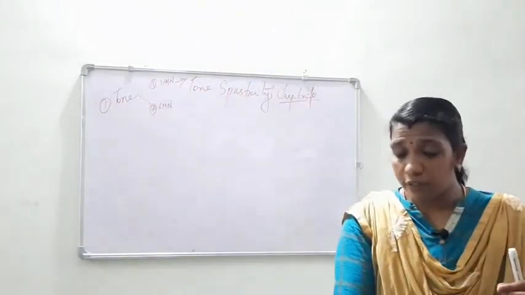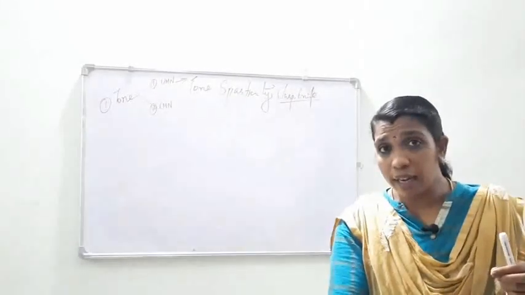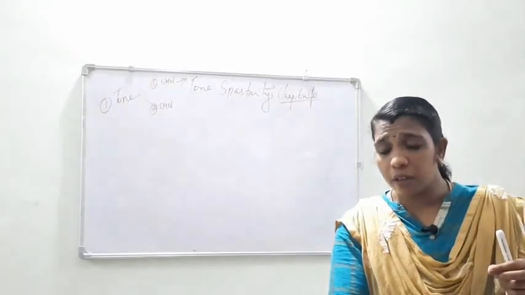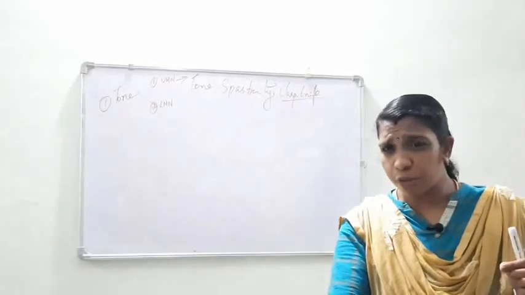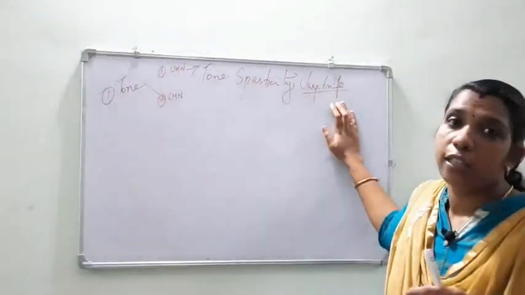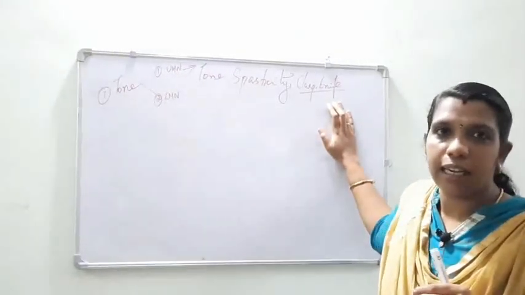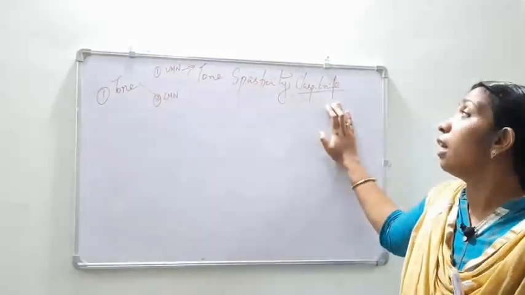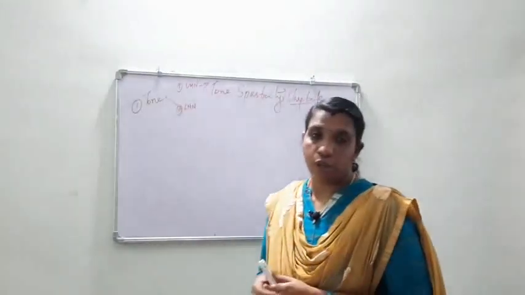When I am trying to flex the limb, at the maximum tone, suddenly it will flex. It is known as clasp knife spasticity. Understand, clasp knife spasticity is regarding the tone in upper motor neuron lesion.